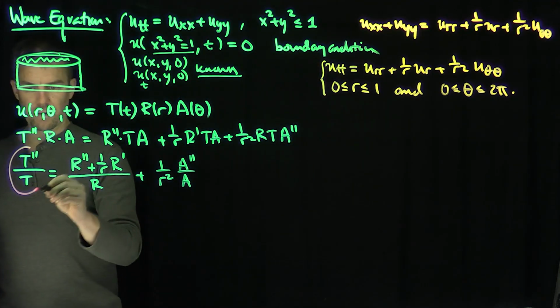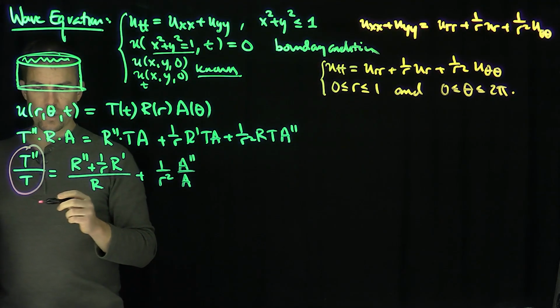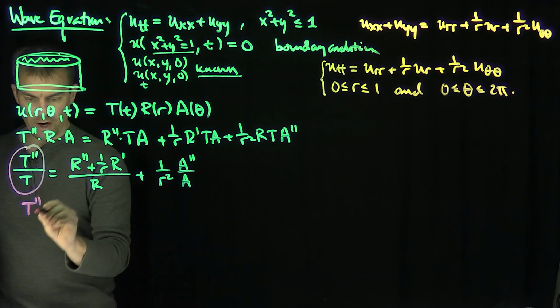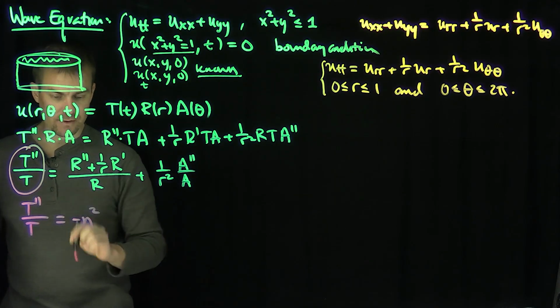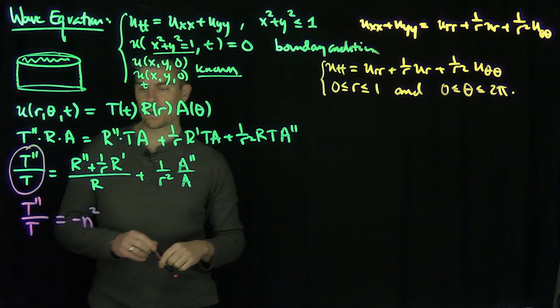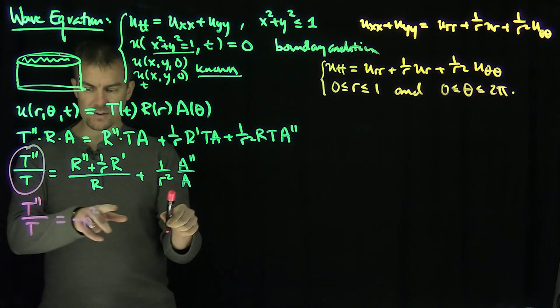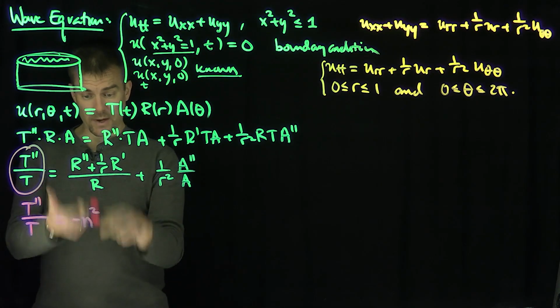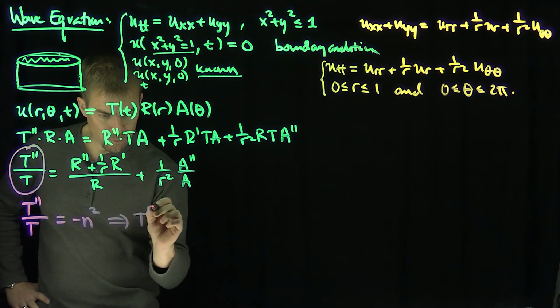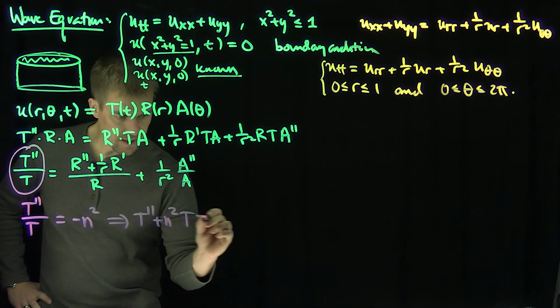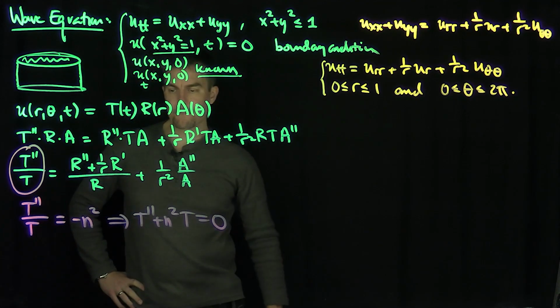We're going to say that this thing over here, this t double prime over t, has to be equal to some constant, negative n squared, for example. Because this depends on t and this does not, t double prime over t has to be some constant, negative n squared. That gives us a differential equation for t: t double prime plus n squared t is equal to 0.